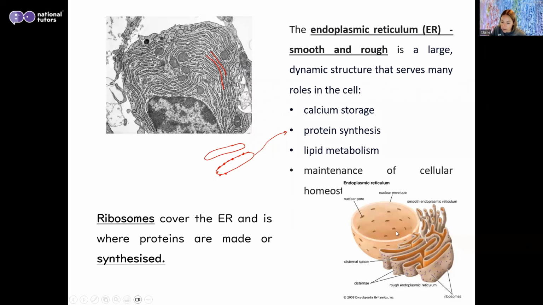You've got here another sort of more close up image. Yeah, so you've got a rough endoplasmic reticulum with all the bumps on it, like I just showed you. This is more sort of A level that you need to know about.